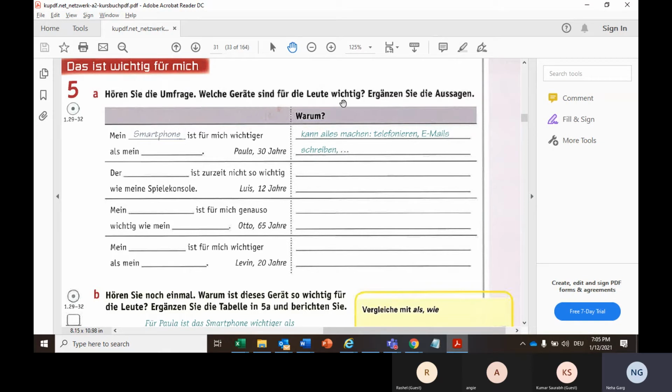Welche Geräte sind für die Leute wichtig? Ergänzen Sie die Aussagen. Now here, what you have to do is listen to the dialogues and figure out which device is important for people. There is one female interviewing four people, and they are saying which thing is important for them, and they are giving the reasons also. We haven't done the conjugations yet, like how to make sentences with because. So you can just give me the one word answer here. What was the reason these people were giving?